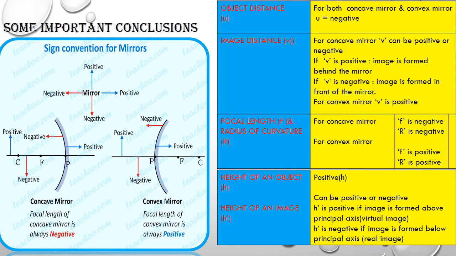Focal length F and the radius of curvature, let us see. For concave mirror, focal length is negative as we said, so radius of curvature is also negative. For convex mirror, focal length is positive, so radius of curvature is also positive. Height of an object H is always positive. Height of an image can be positive or negative. If H dash is positive, that means image is formed above the principal axis and it is a virtual image. If H dash is negative, image is formed below the principal axis, it's a real image, that is inverted. So children, hope you understood.